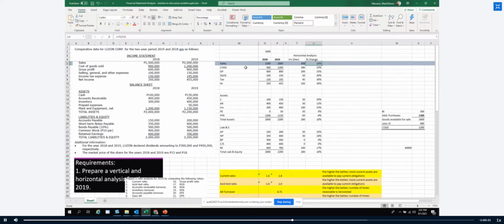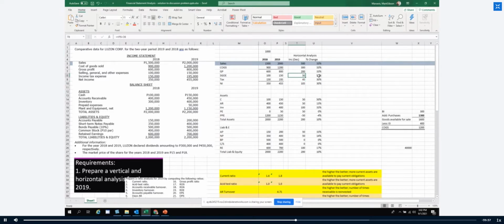So we also do the same for the cost of goods sold, for the gross profit, and then for your selling, general, and other expenses. So imagine also here it increased by 50%. So again, how to compute that? 150 less 100 in 2018. So that's your total increase of 50,000.